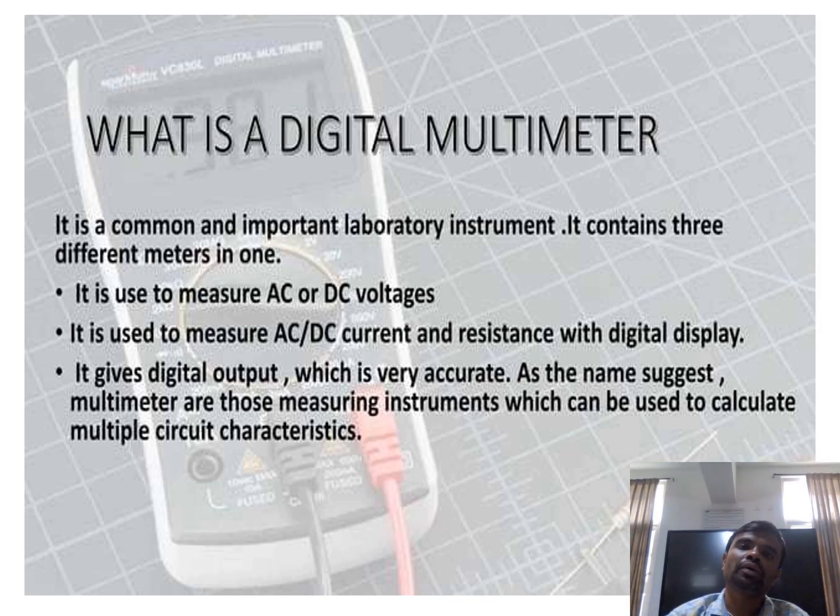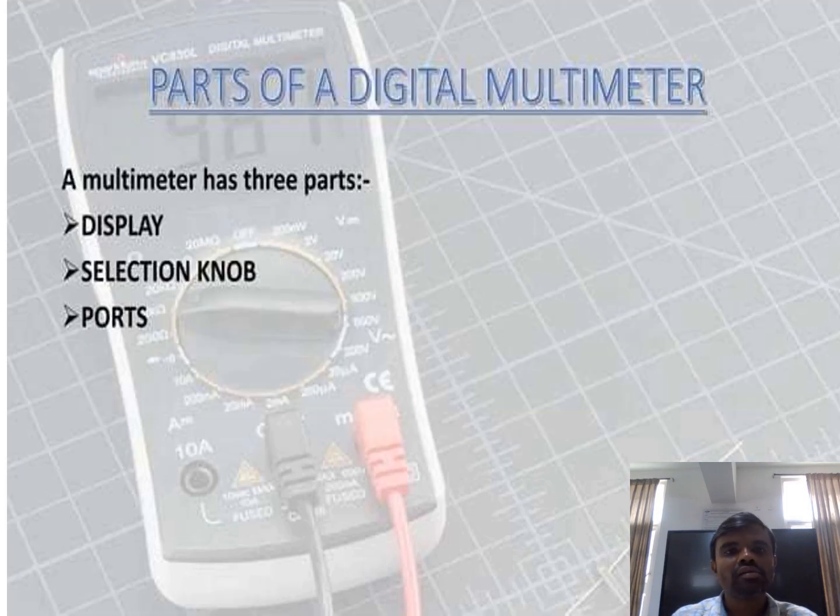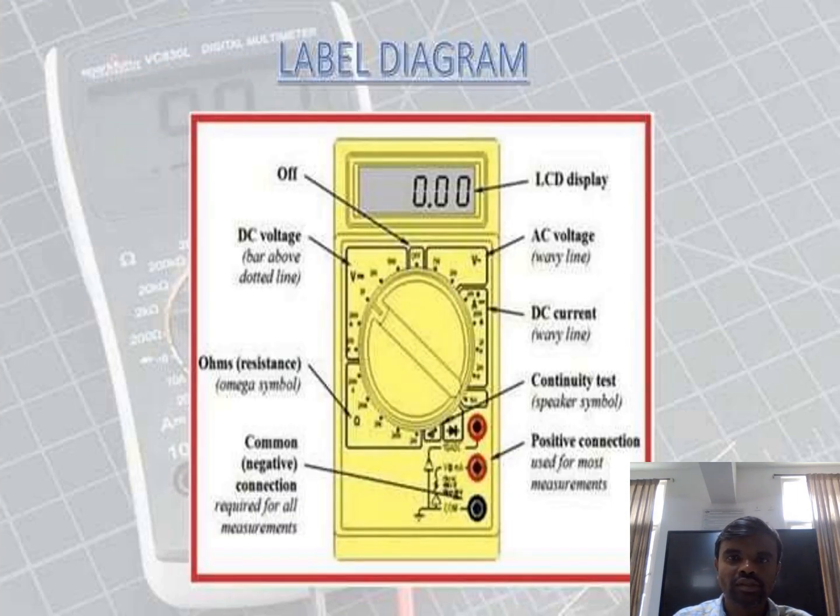As the name suggests, the digital multimeter can be used for different measurements with multiple circuit characteristics. We can measure multiple characteristics of a circuit like voltage, current, and resistance. These are the main parts of a digital multimeter: it has a display, a selection knob, and ports. This is a general diagram of a digital multimeter.